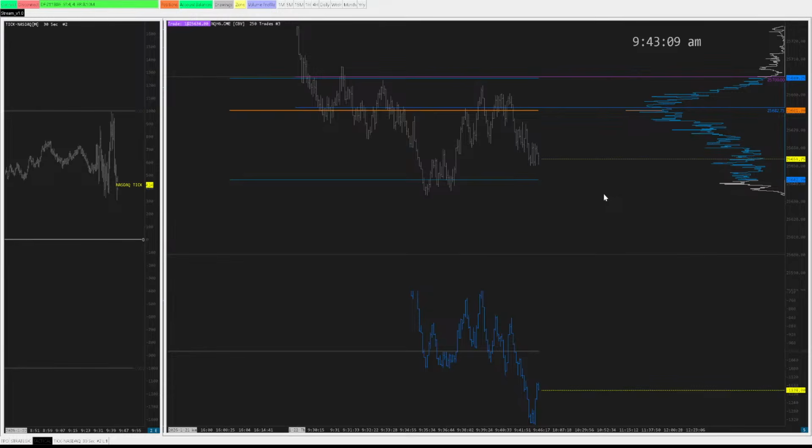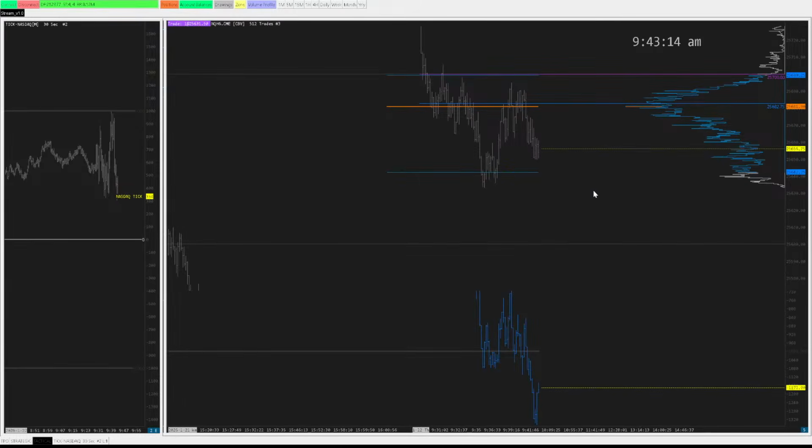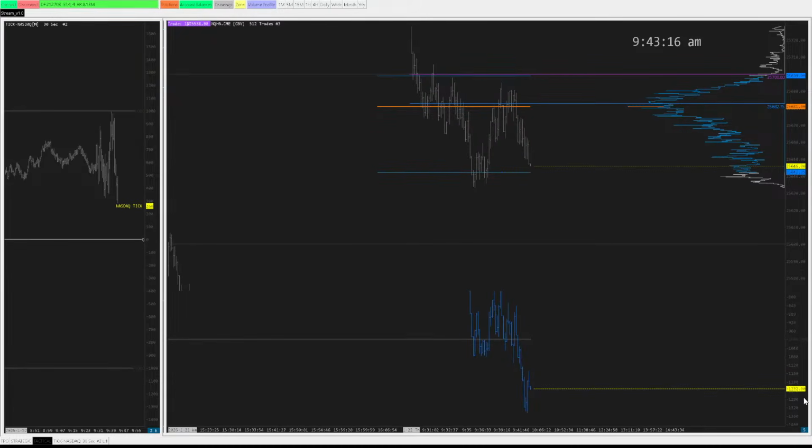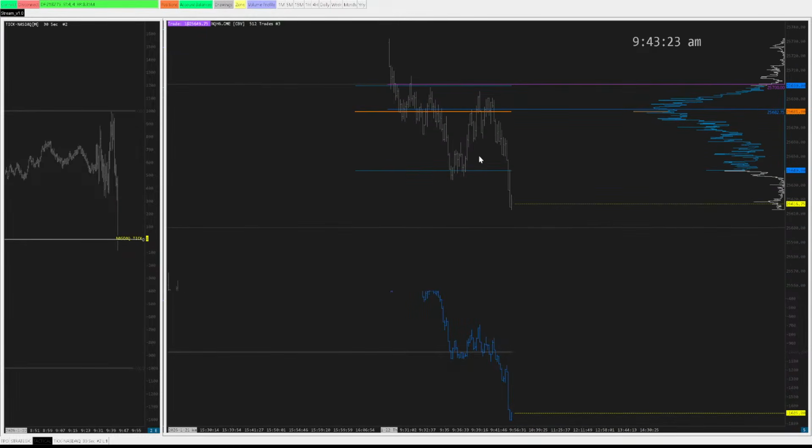Too funny. Okay, I'm going to change this to 512 trades, and we're just going to take a step back and see if we can catch. Oh man, beautiful. Looks like it came back up and retested that little node.